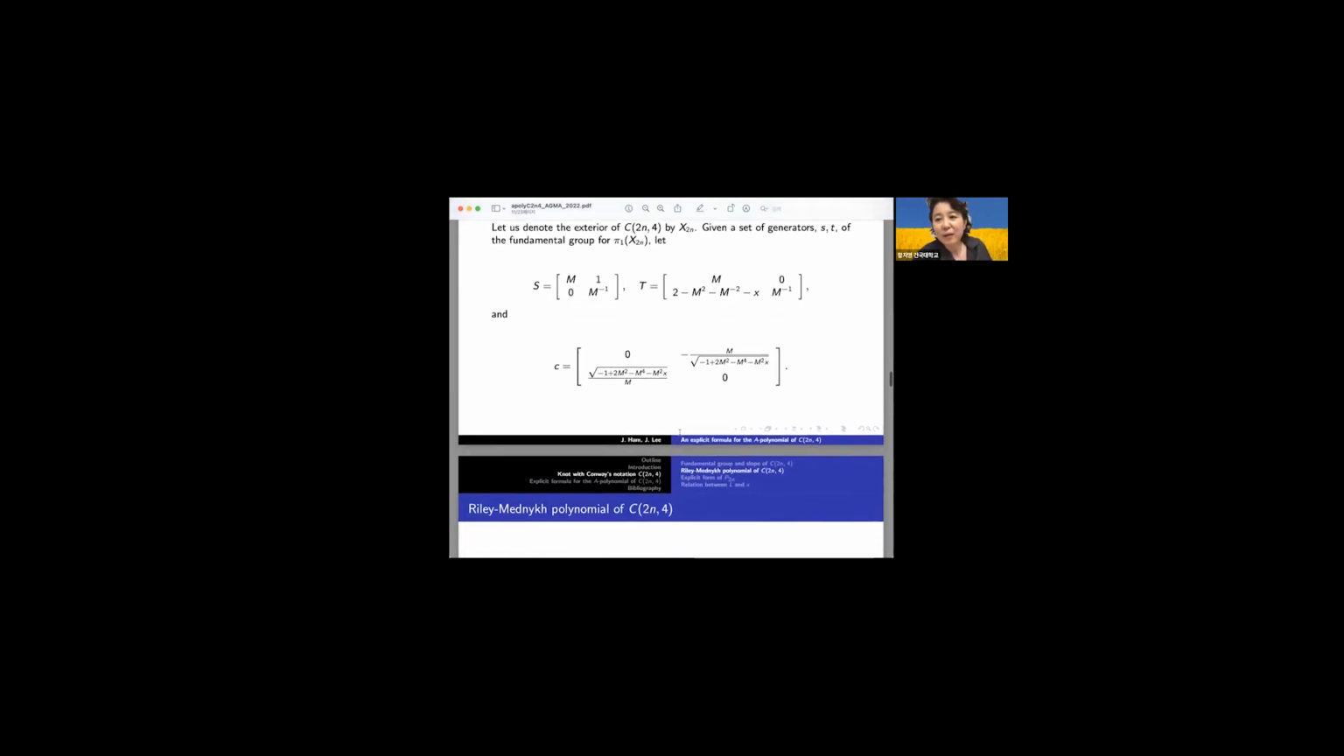And the defining equation turns out to be trace(S W C). We have S here, T here, C here. That's why we call this the Riley-Mednykh polynomial. You could just use large S, large W, large T inverse, large W inverse equal to 1. But then trace(S W C) for me is a little bit easier. So that's why I'm using the name.